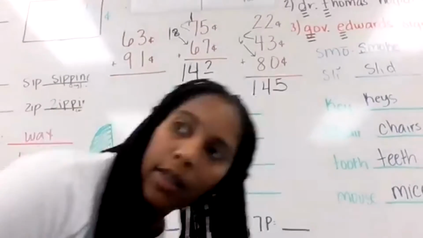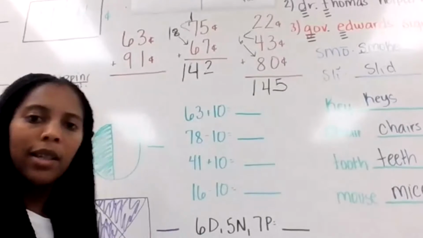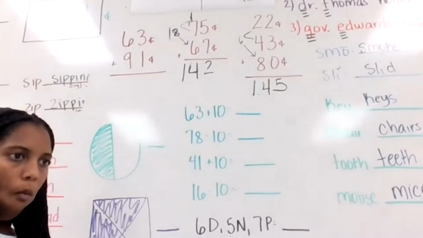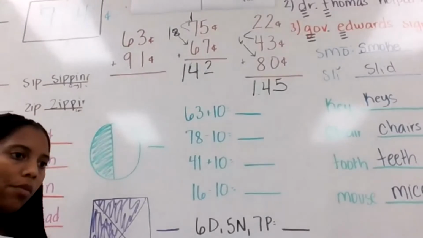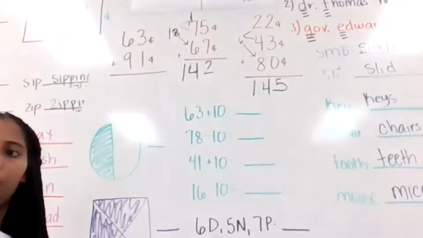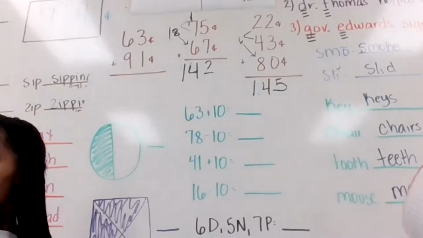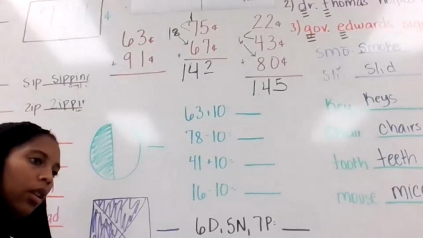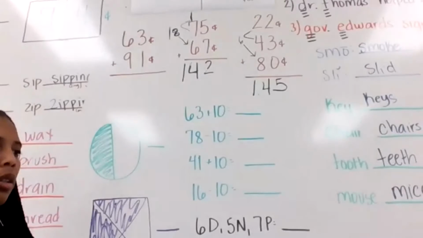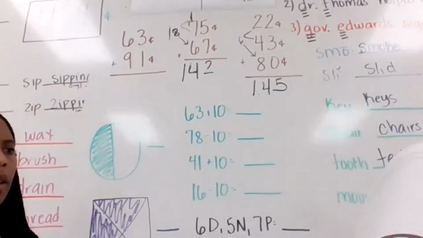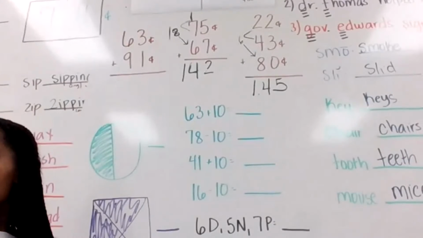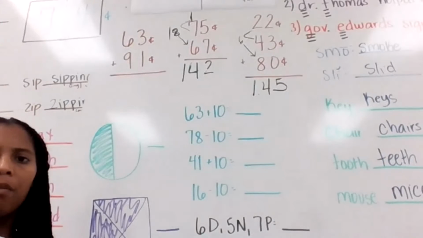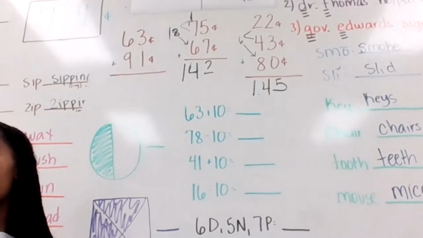Hold on. 63 cents plus 91 cents. Miss Lucas, did I get it right? Check 8. Your front number's not right. Yeah. Throw the crayon away, please.